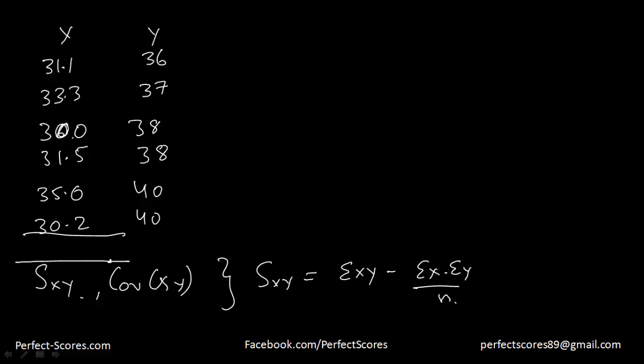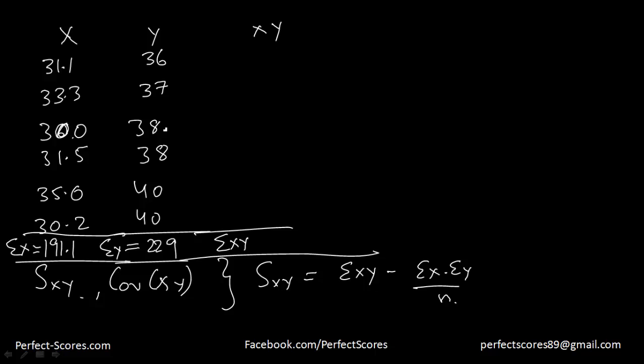So the summation of x is just going to be equal to the sum of these values. If I add all these values up, I'll get 191.1. And summation of y is just going to be equal to the sum of these values. If I add all these values up, it's going to be 229. And now I have to find what is summation of xy.